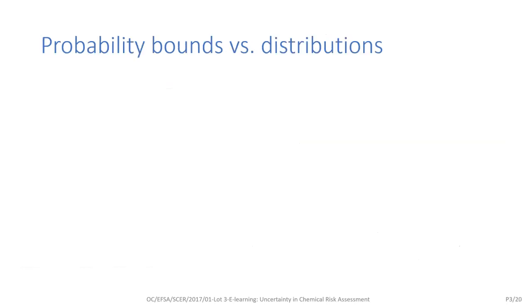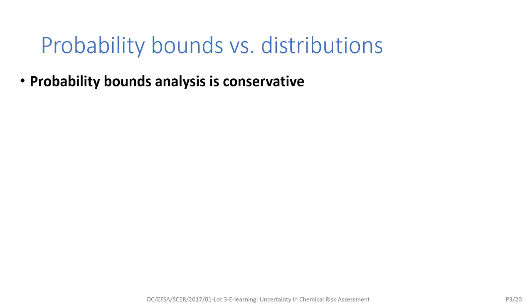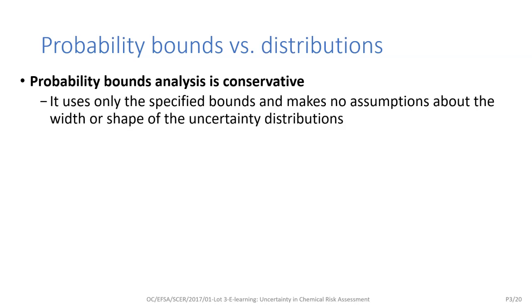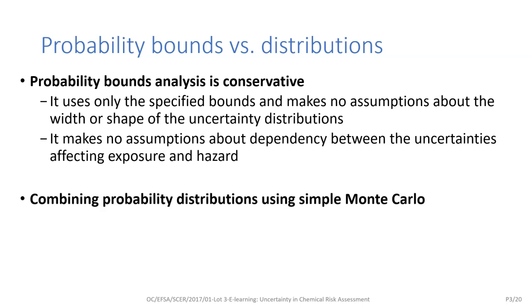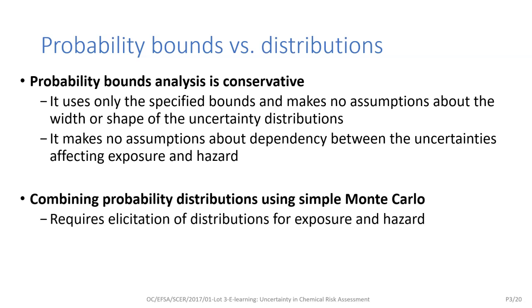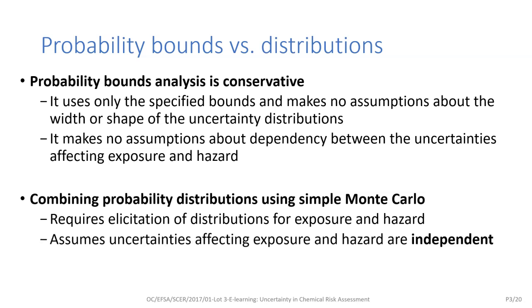An important difference between using probability bounds and distributions is that probability bounds analysis is conservative. It will give you lower probabilities than using probability distributions and Monte Carlo. This is because probability bounds uses only the specified bounds and makes no assumptions about the width or shape of the uncertainty distributions, and also because it makes no assumptions about dependency between the uncertainties affecting exposure and hazard, whereas combining probability distributions using simple Monte Carlo requires distributions quantifying the expert's judgments about the full range of possible values and assumes the distributions for exposure and hazard are independent.